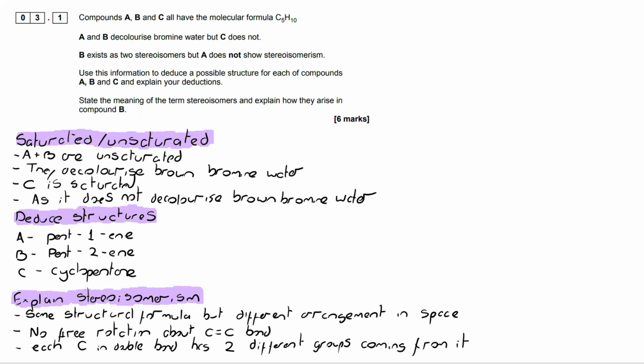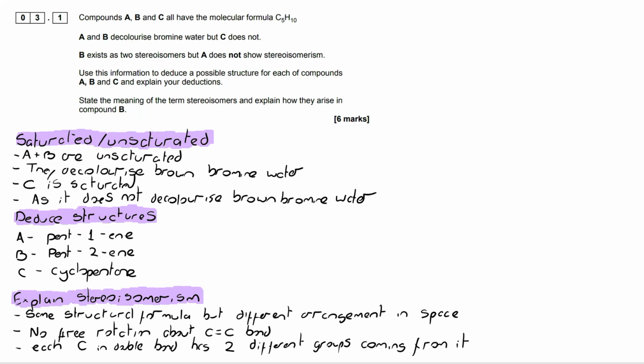First of all, start with the definition. Always a very good place to start. It's the same structural formula, but a different arrangement in space, or spatial arrangement. There's no free rotation about the double bond, and that's what actually gives rise to it. And as I've already touched on when we were deducing the structures earlier, each carbon in the double bond has 2 different groups coming from it.